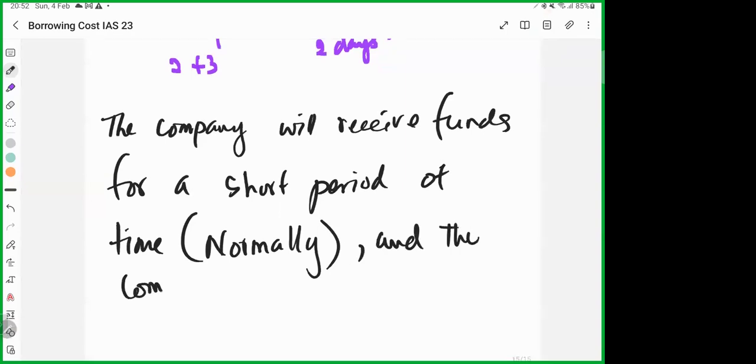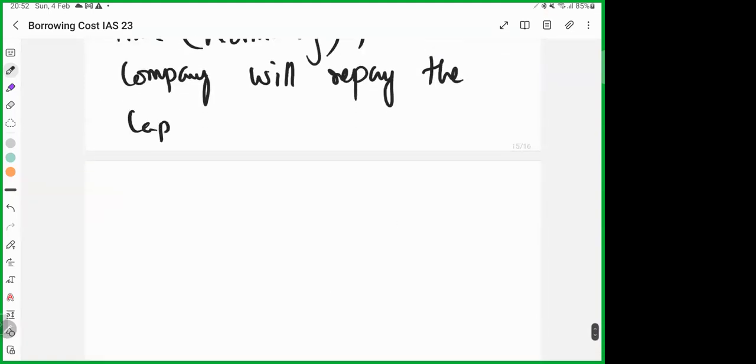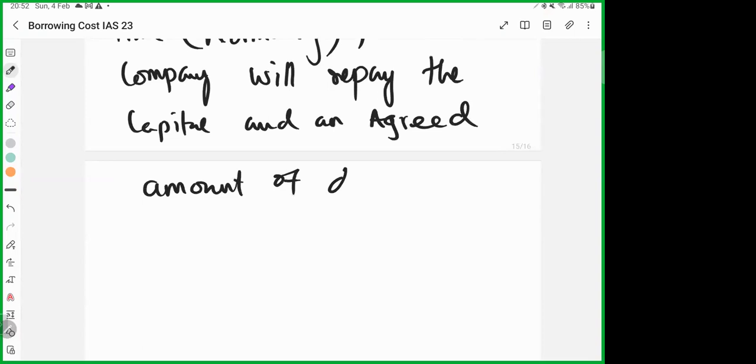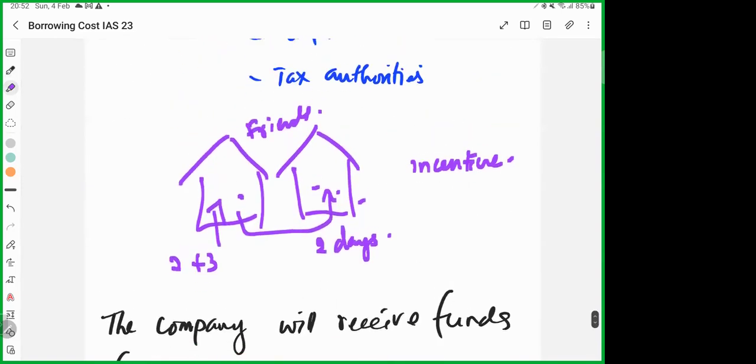So, the company will repay the capital and an agreed amount of dividend. This word is very important. Agreed amount. At the time of giving you the fund, like the next door neighbor, she is giving the food to the children. She will tell, look, at the end of the 2 days, you should pay me 200 rupees. So mother will agree or disagree?